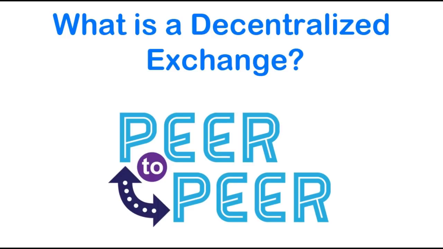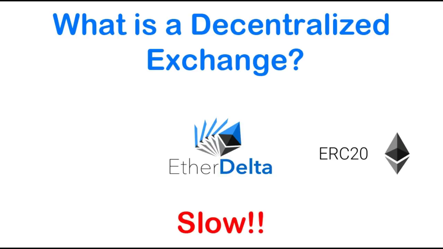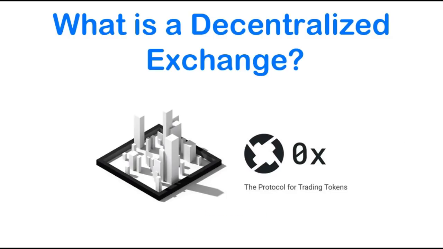But traditional decentralized exchanges like EtherDelta make the users transfer the funds to their exchange smart contract and then carry out the trades on top of the blockchain, which resulted in slower order book updates and charged gas for every process. And that's when the next level of decentralized exchanges comes in, which are built using the 0x protocol.